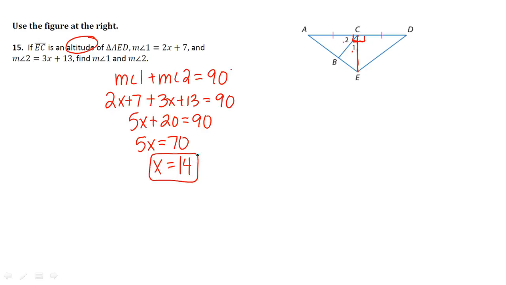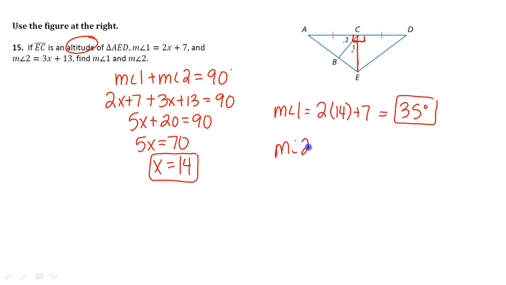Now to find the measure of each angle, we're going to plug in our x value. So for the measure of angle 1, it's going to be 2 times 14 plus 7, which is going to give me 35 degrees. For the measure of angle 2, that's going to be 3 times 14 plus 13, which gives me 55 degrees.